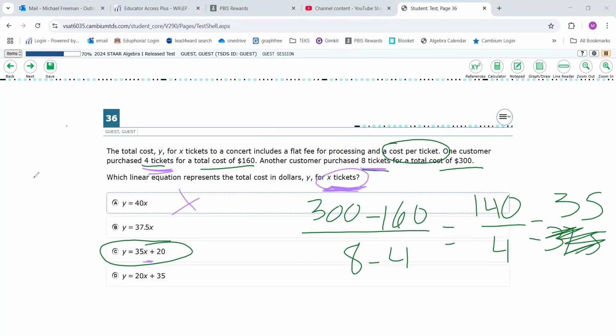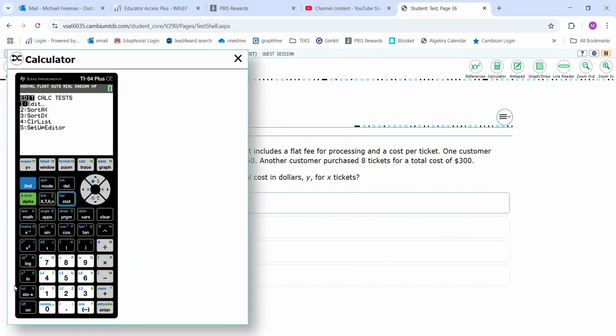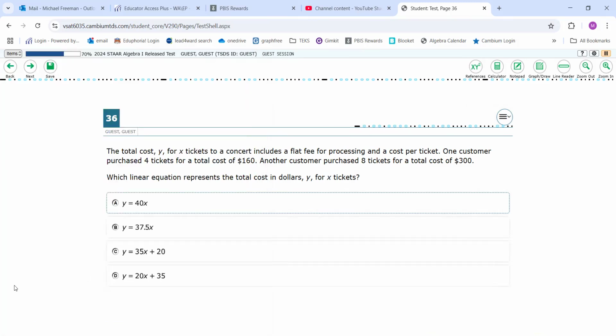Or some of us knew that these are just data points. So I could use my calculator, go to stat edit and type in my table. Tickets are my X values, so my X values are 4 and 8, and four tickets cost 160, and eight tickets cost 300. So we have two X and Y values. So stat calc 4. Now 35 is my A value, so 35x plus 20. Lots of different ways I could have gotten this problem.